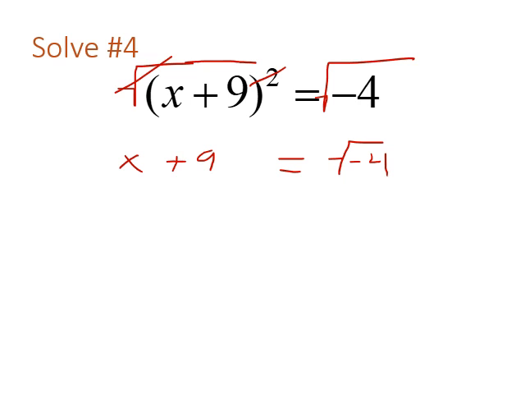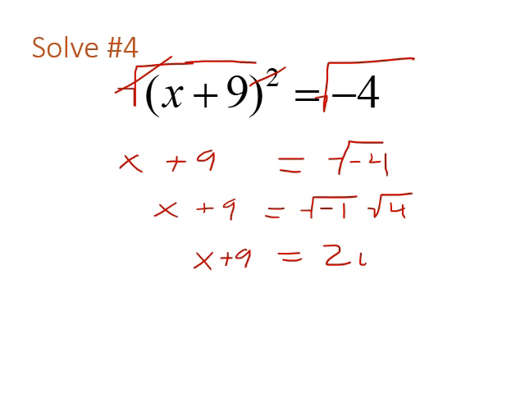Oops, erased too much there. Okay. Well, on the right side, let's get rid of that square root of a negative first. So I can factor out that negative 1, which is awesome because 4 is a perfect square. The square root of 4 is 2. The square root of negative 1 is i. To get x by itself, subtract 9.